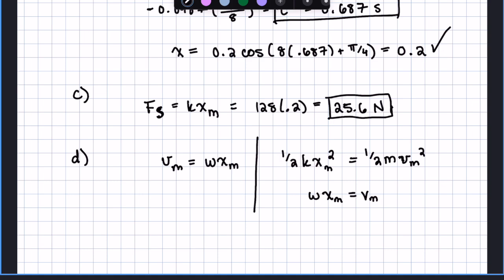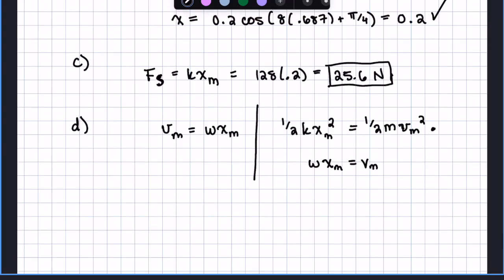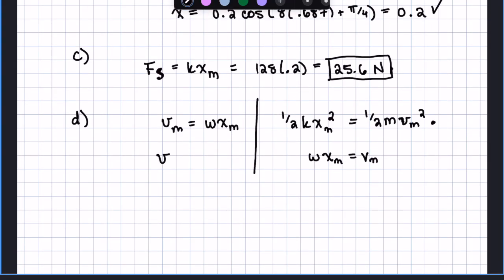Since we technically have the mass, the spring constant, and the amplitude, that would be something else you could use, conservation of energy, to get to that Vm. But for the sake of time, I'm going to use this shorter one. I already forgot, this feels like a million years ago. I'm writing down the wrong omega. Our omega here was 8, and our xm was 0.2. So our Vm should be 1.6 meters per second.